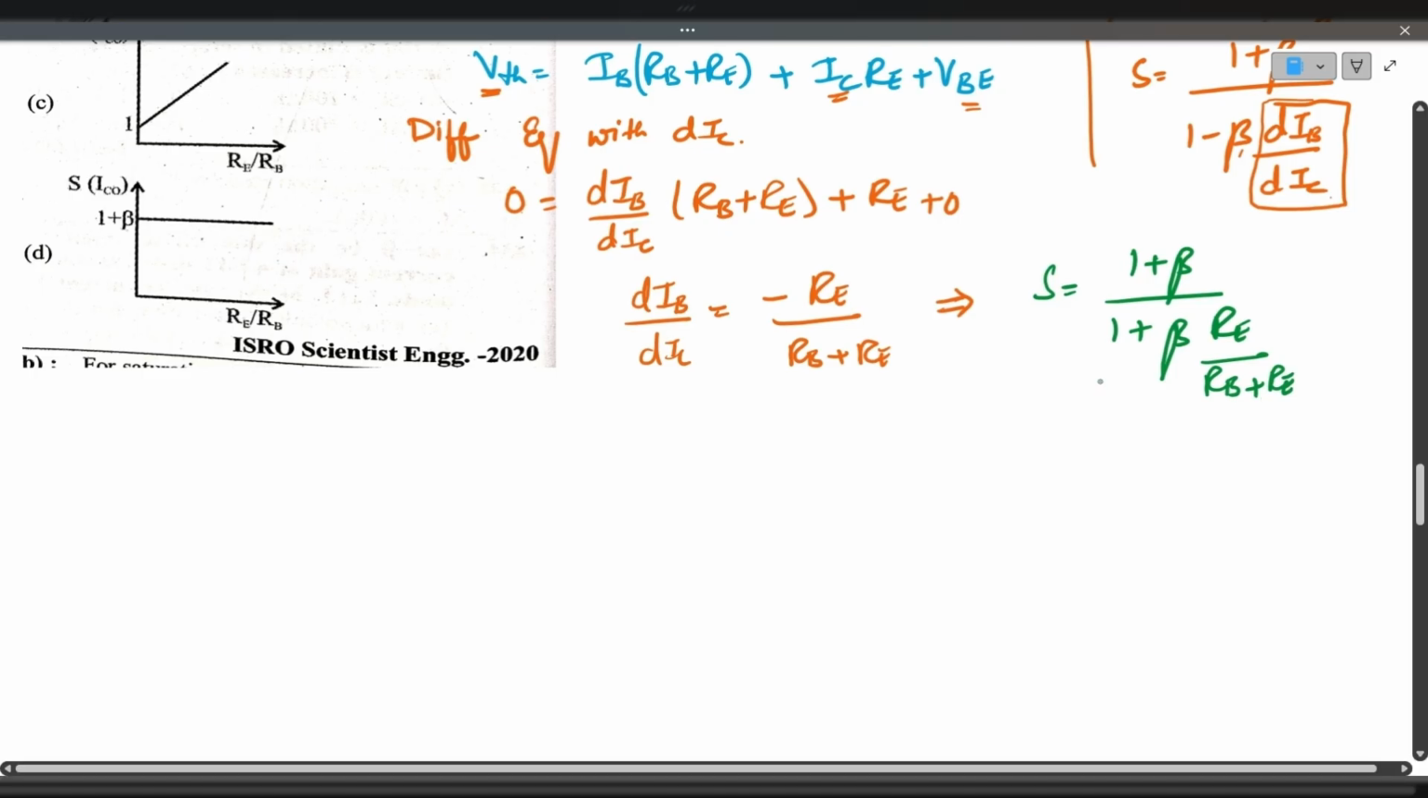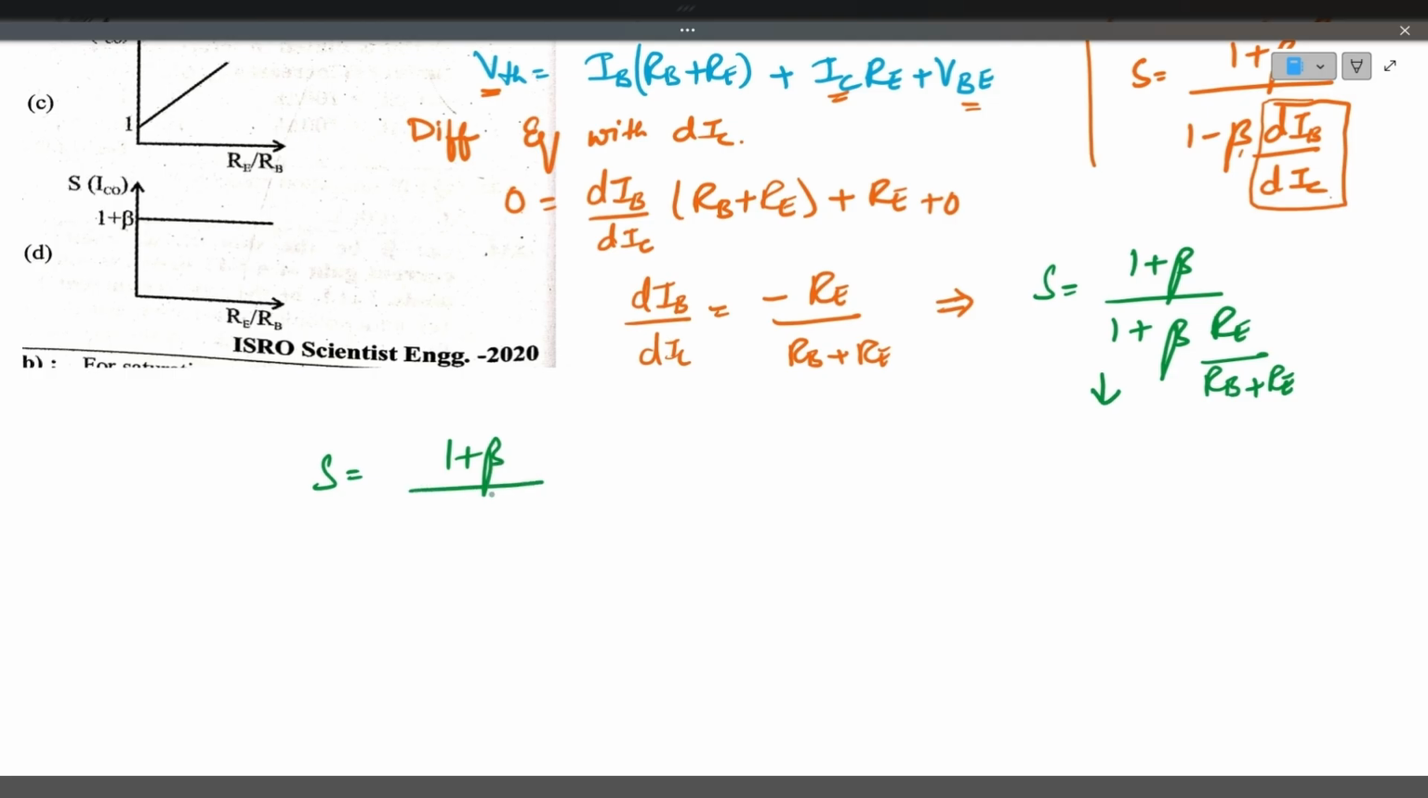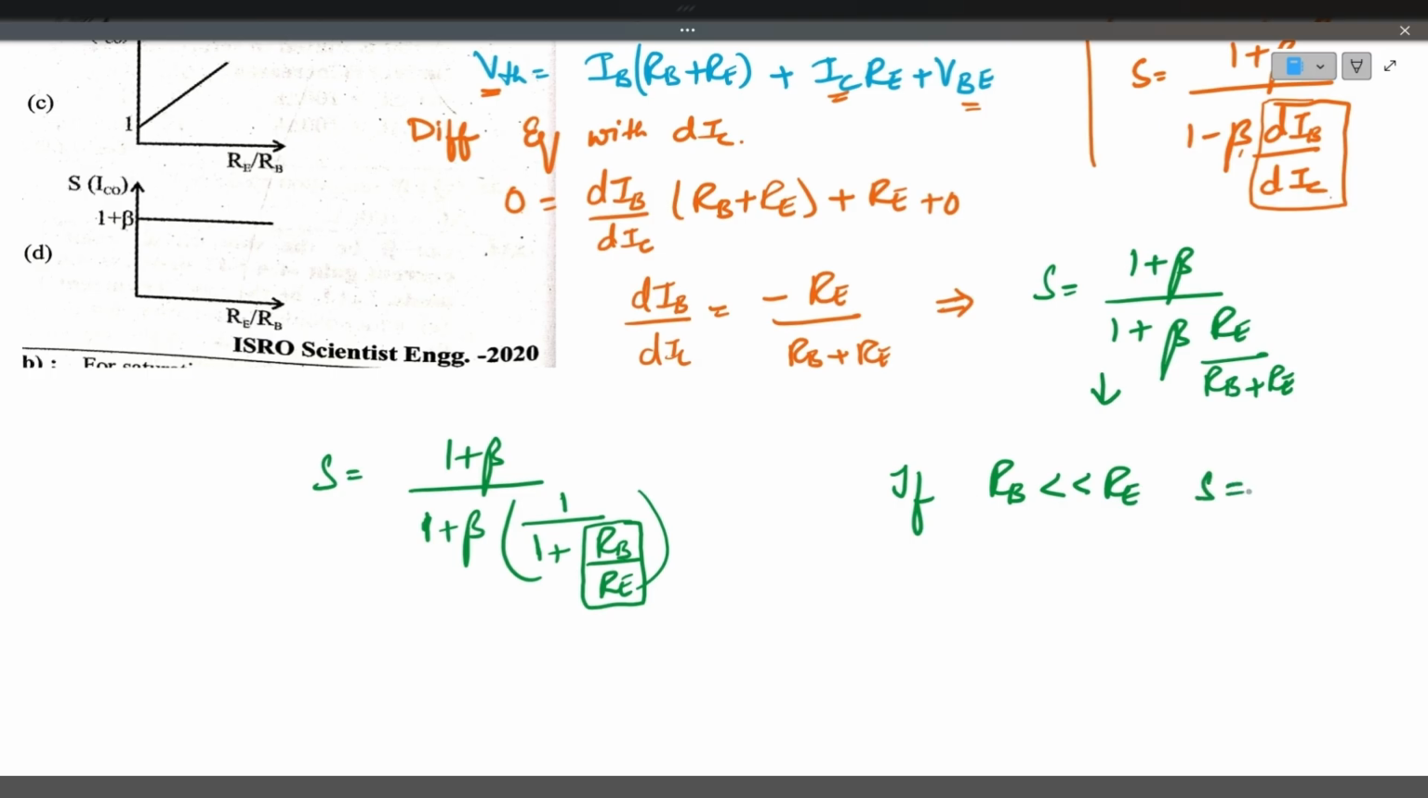So now if you simplify, this parameter S can also be written as 1 plus beta divided by 1 plus beta. If you simplify this, it will become 1 divided by 1 plus RB divided by RE. If you take RE out and cancel, this will be the equation. So now if you look at this factor, if RB is far less than RE, what happens? The stability factor will be closer to 1.